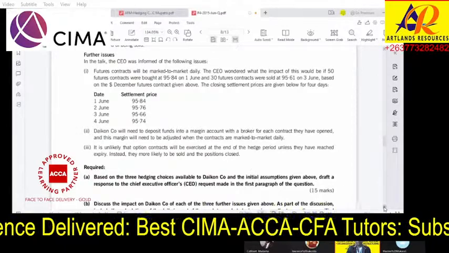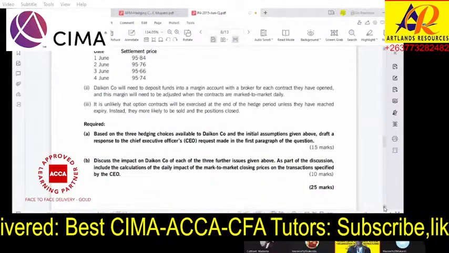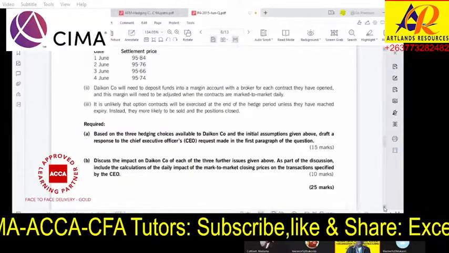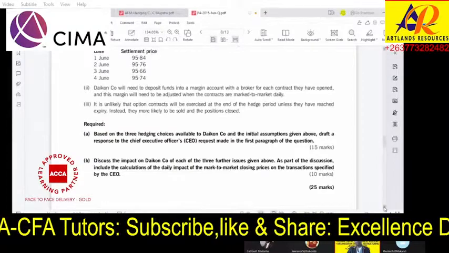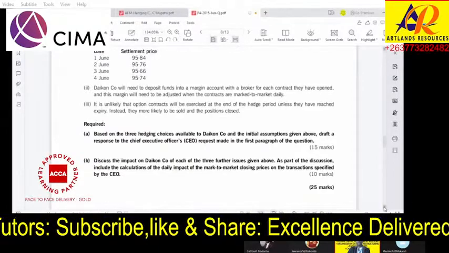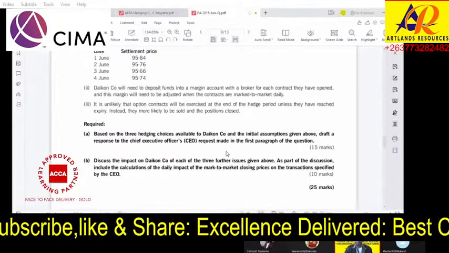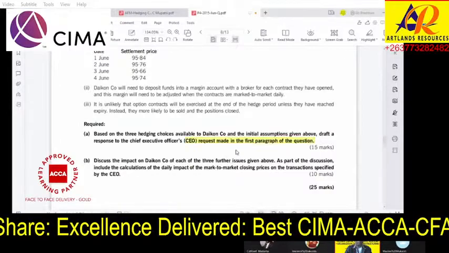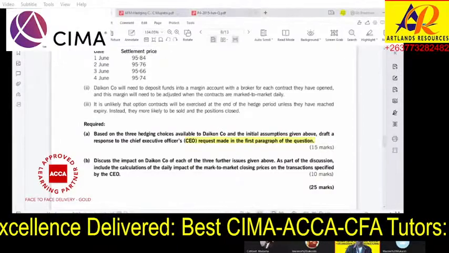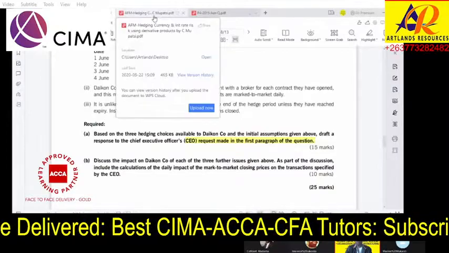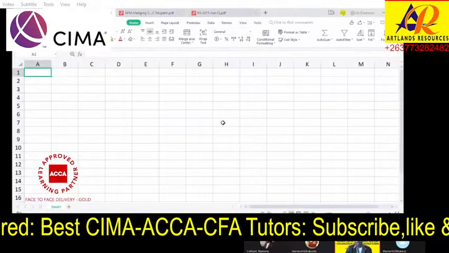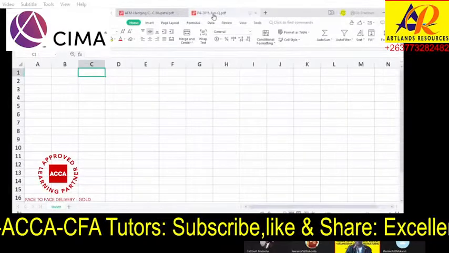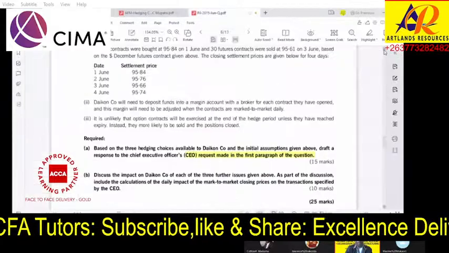Right. Next, 15 marks. Based on the three hedging choices available to Daikon and the initial assumptions given above, draft a response to the Chief Executive Officer, the request made in the first paragraph of the question. So the CEO's request was made in the first paragraph of the question. What we need to understand is what that request was about.